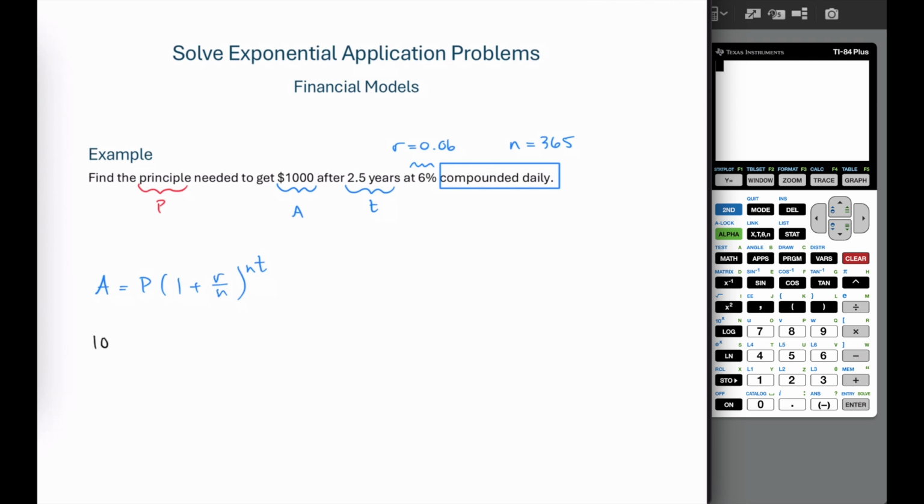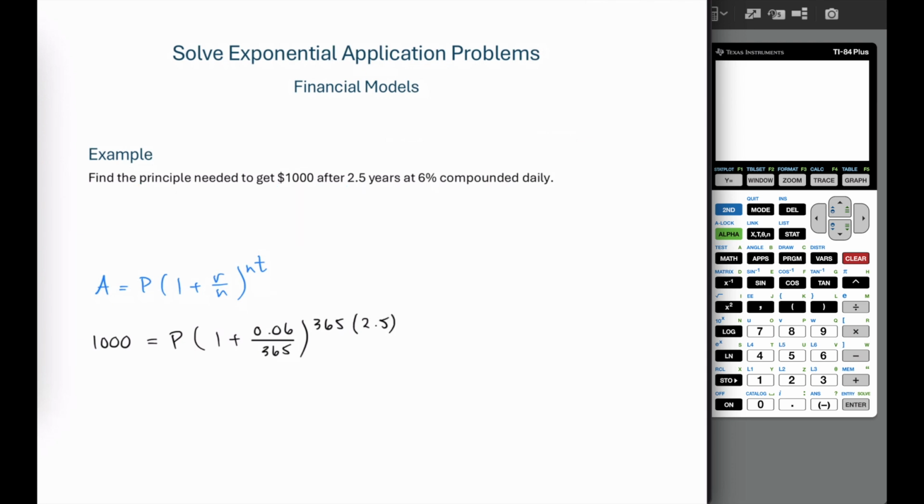The amount is 1,000. The initial principal is what we've been asked to solve for. We have 1 plus r, which is 0.06, divided by n, which is 365, and we're raising all of that to the 365 times t, which was 2.5 years. So essentially we plug all the given information into this compound interest formula and then solve for P.